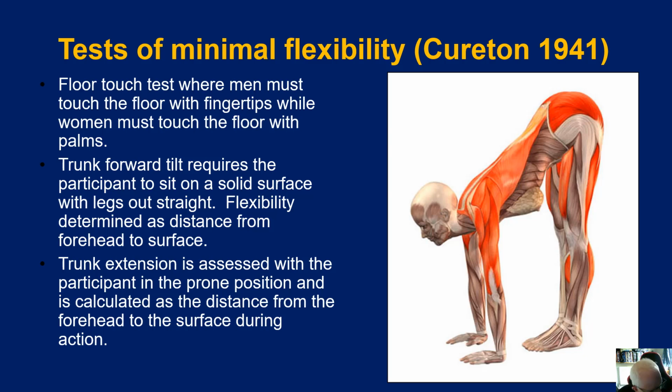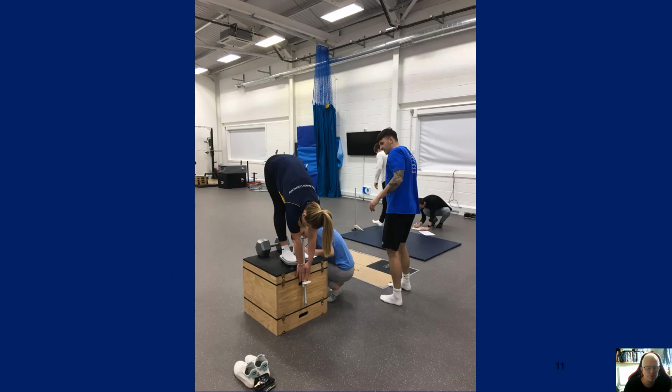Curtin also came up with what they called the trunk extension test. This is where the participant is lying prone, on their stomach, and then it's the distance from the forehead to the surface. I'll show you an example of this. But the key thing is, none of these actually record range of motion, so there's nothing in degrees. Particularly the floor touch test is just an arbitrary yes or no. And with the trunk tilt and the trunk extension, fundamentally, you do not know what joints and muscle structures are involved in your single measurement of range of motion.